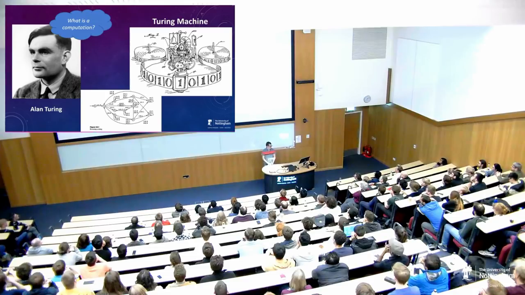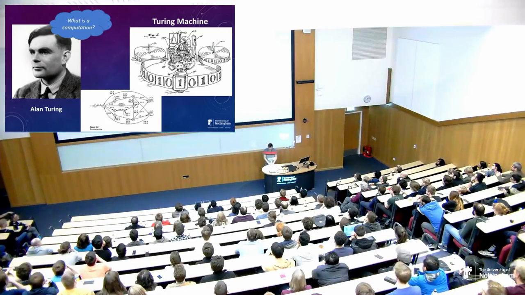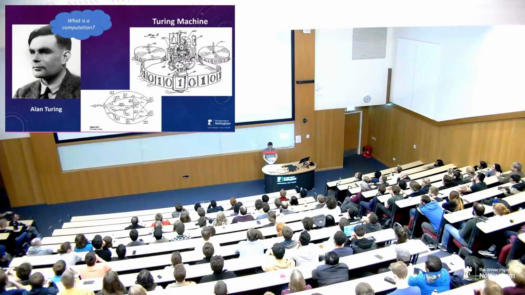Turing had a completely different idea. He thought of computation as something to be executed by a machine. This is a little cartoon drawing of something that has become known as the Turing machine, which is named in his honor. The Turing machine is a machine that encapsulates this idea of an abstract machine.